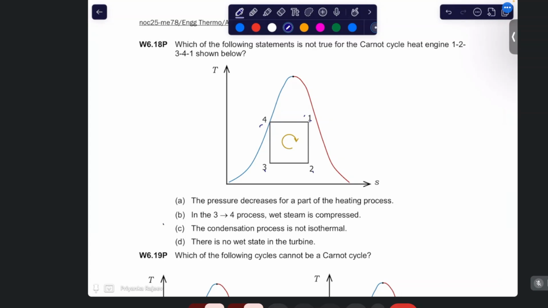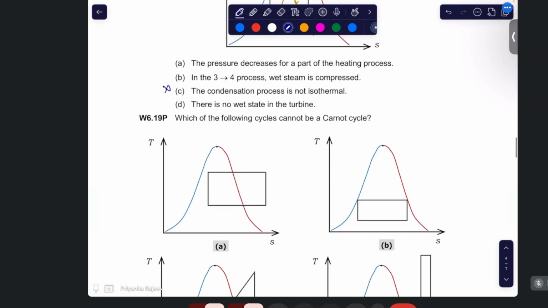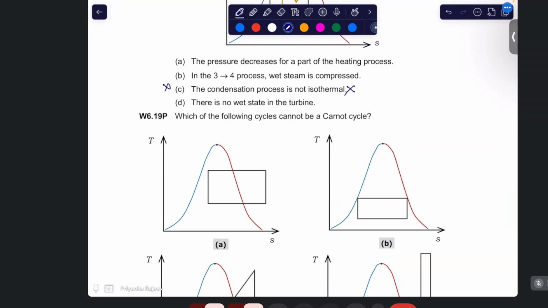So that is the only thing which is not true, because you can see the wet state is there, because the cycle exists inside the dome area, right? So there is a liquid-vapor mix. In 3 to 4, wet steam is compressed. That's why the temperature is going from TL to TH. And pressure decrease for a part of the heating process is because expansion is happening. So that is how it is. Only C is wrong. I'll write it over here: evaporation and condensation happen at constant temperature, or isothermally.